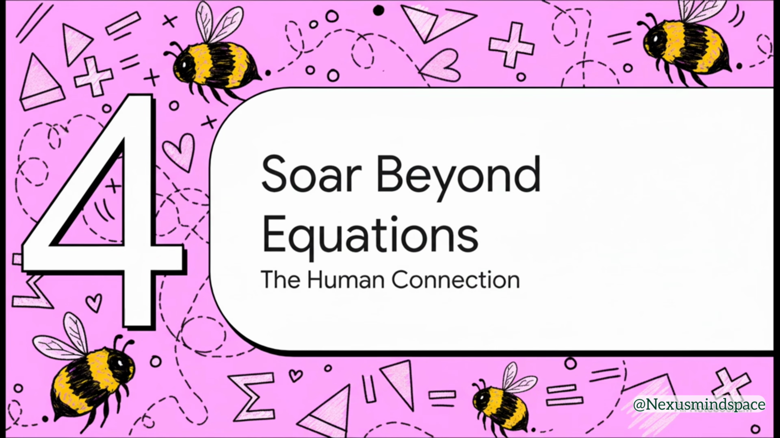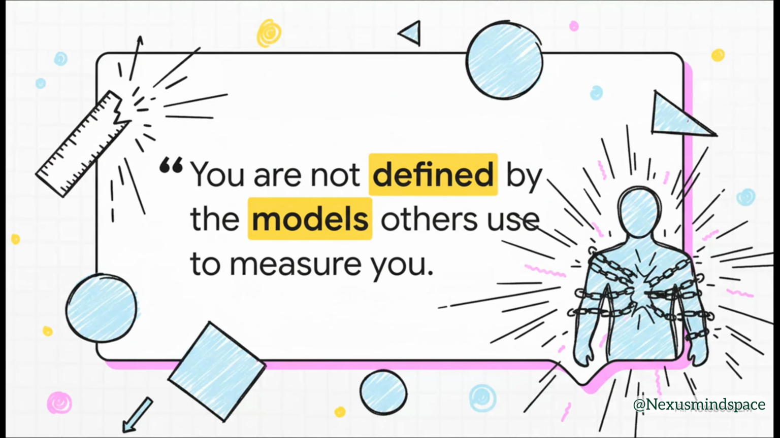So, okay, if this is true for science and it's true for society, what in the world does it mean for us, for you and me? This is where the Bumblebee Theory stops being an abstract idea and becomes a really powerful tool for understanding our own potential. This right here is the heart of it.